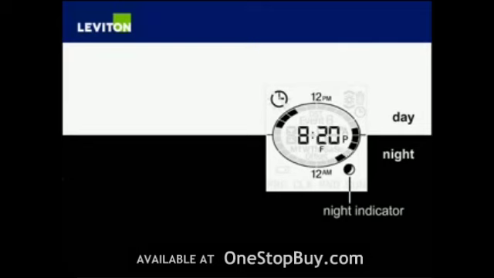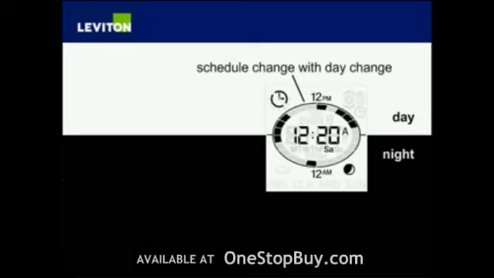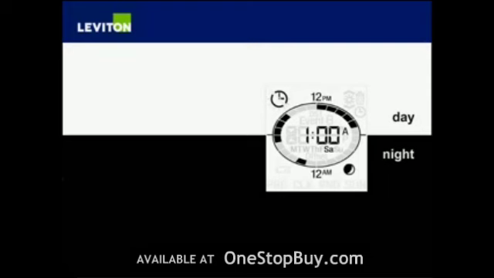The moon icon is the nighttime indicator, which will be lit from 6 p.m. to 6 a.m. The current day of the week is lit below the time. Note that the current day is Friday and that we are in the 11 p.m. hour. It is now Saturday, the next day, and the timer schedule indicates the events for this new day.